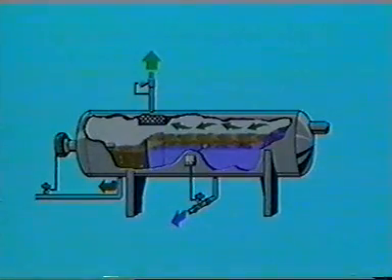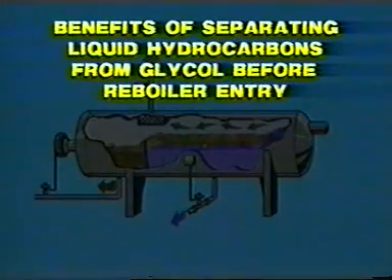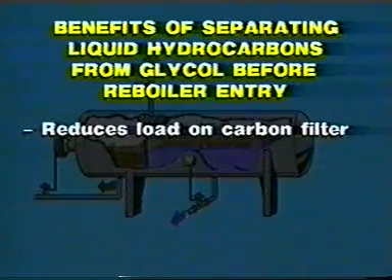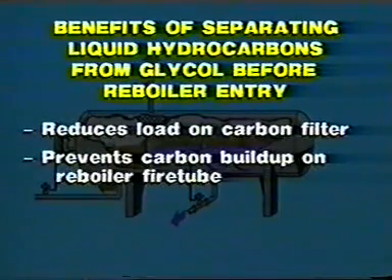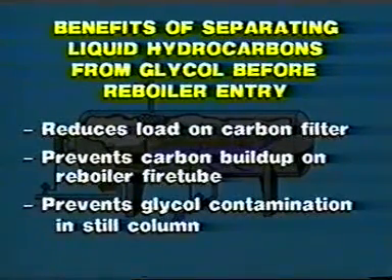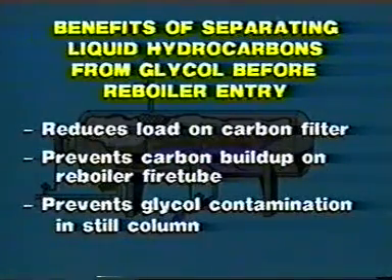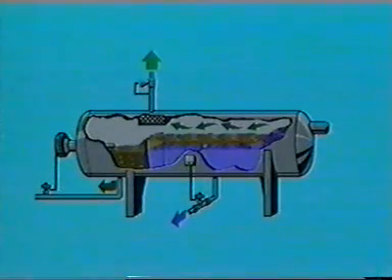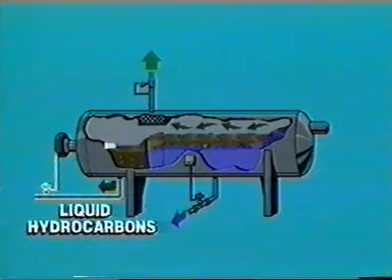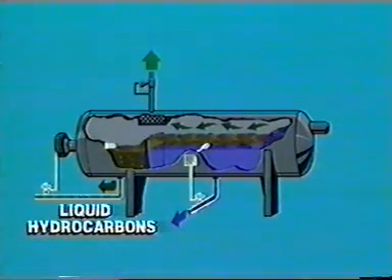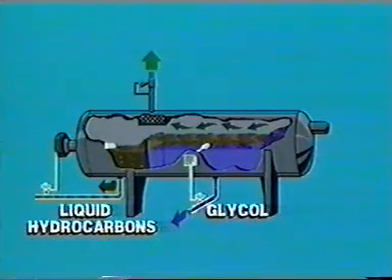Separating liquid hydrocarbons from glycol before they enter the reboiler provides several benefits. It reduces the load on the carbon filter. It prevents carbon from building up on the reboiler fire tube. And it prevents glycol contamination in the still column, which can result in flooding, glycol loss, and possible damage to the column. Two-level control systems are typically installed on gas condensate glycol separators. The upper system regulates the flow of liquid hydrocarbons discharged from the vessel. The lower system regulates the flow of glycol from the vessel.